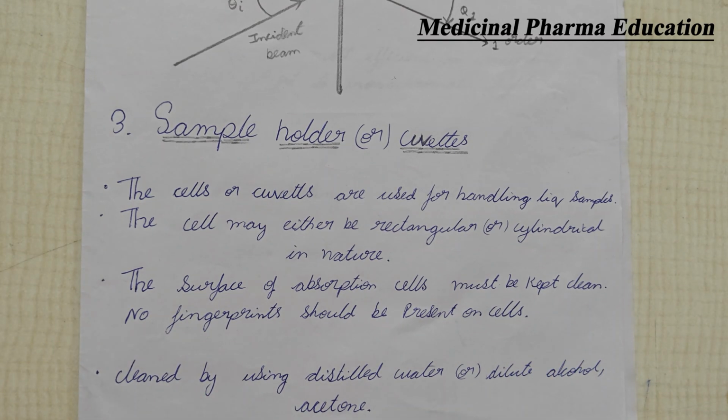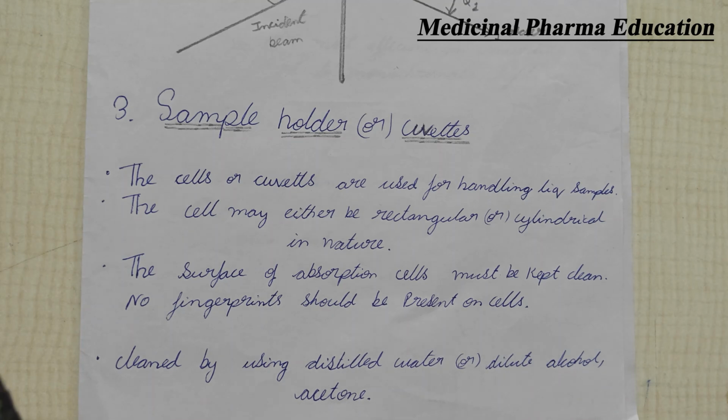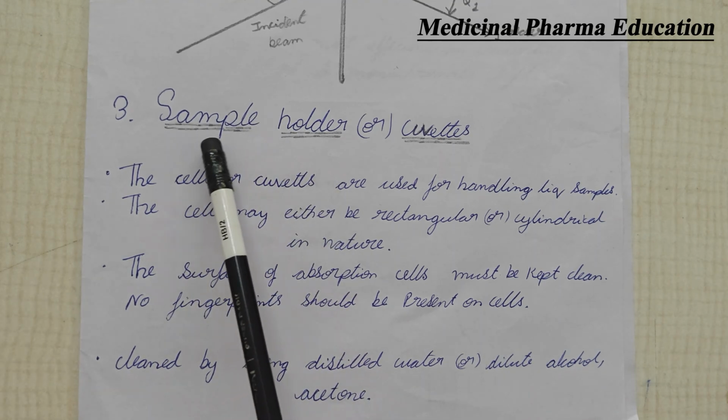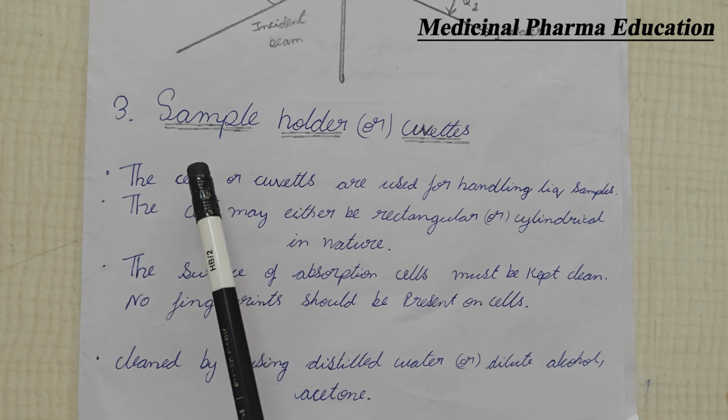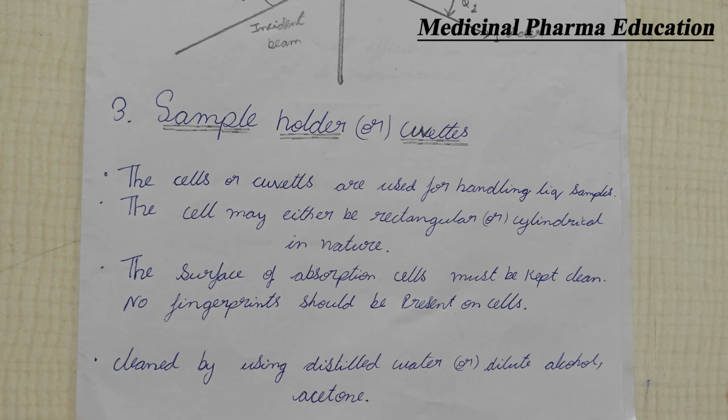Okay, let's start with the sample holder or the cuvette. I think most of you are aware of the cuvette. It is nothing but the sample holder which holds the sample in the UV instrument. We pour the sample in the cuvette and we place it into the instrument. There are some properties which the cuvette must follow.